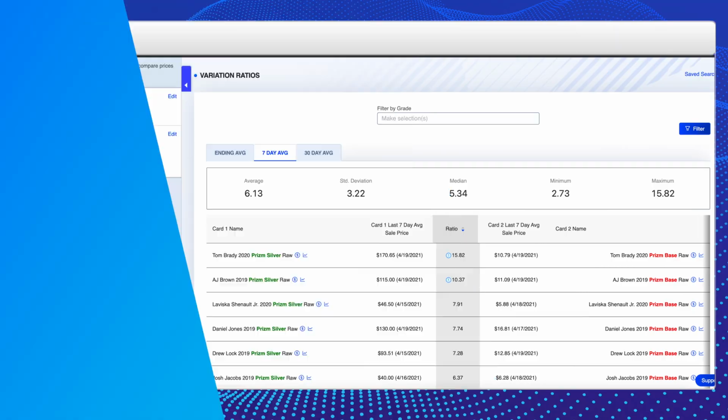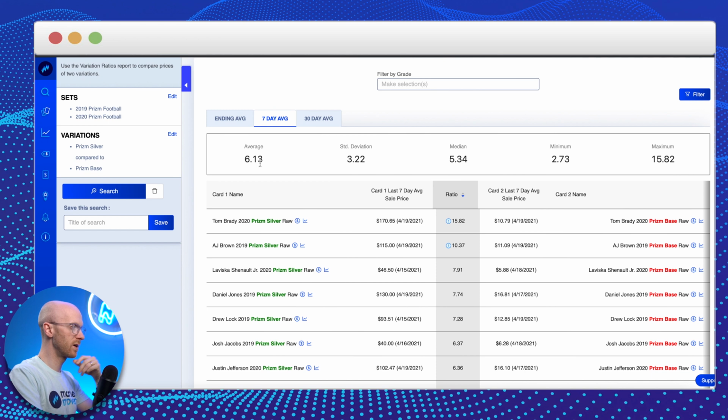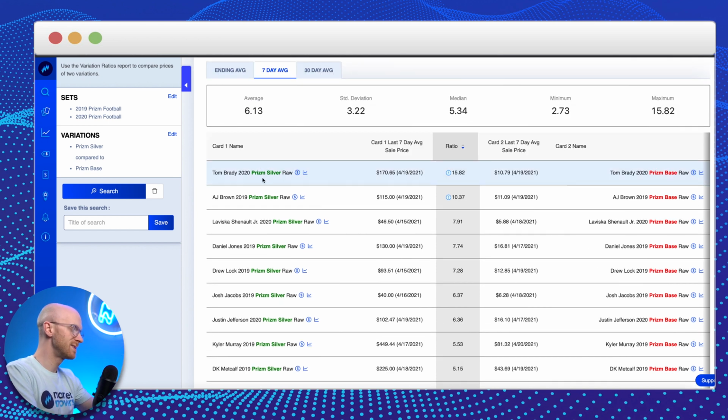Okay, so that's one way that you can use player ratios, and you can pivot that information into the popular card charts and variation ratios. What are other options? Obviously we have more sports than just basketball. If we come back over to the variation ratios, I've put in 2019 and 2020 Prizm football, and I just want to compare all the Prizm Silvers to the Prizm Base. I'm back on the 7-day average, and I can see that the multiplier across all the cards in here is 6.13. And right away I can see that Tom Brady, everybody wants that refractor.